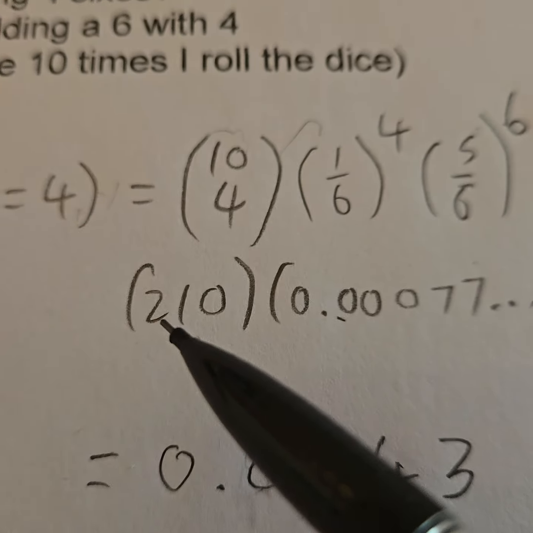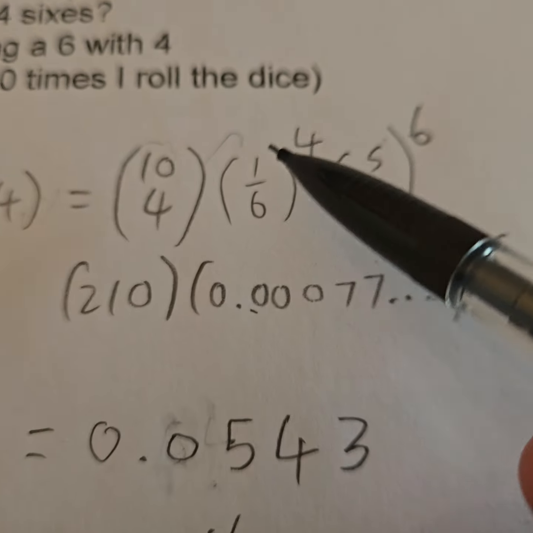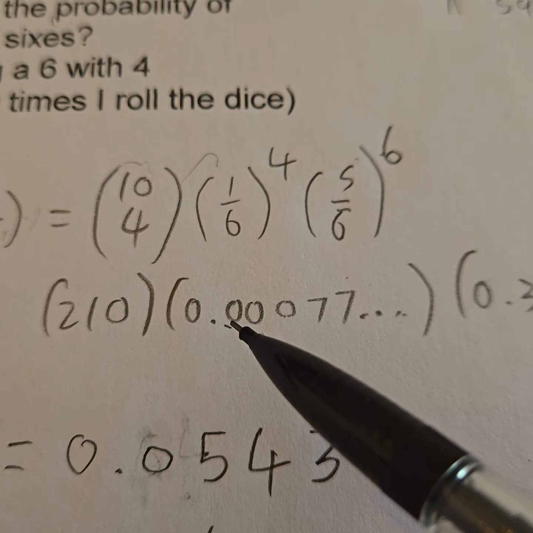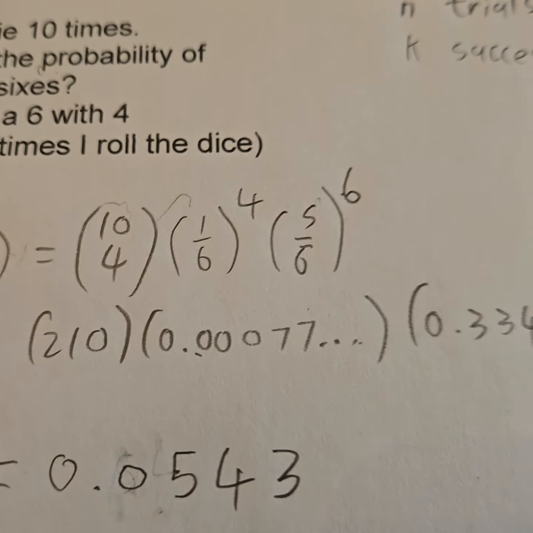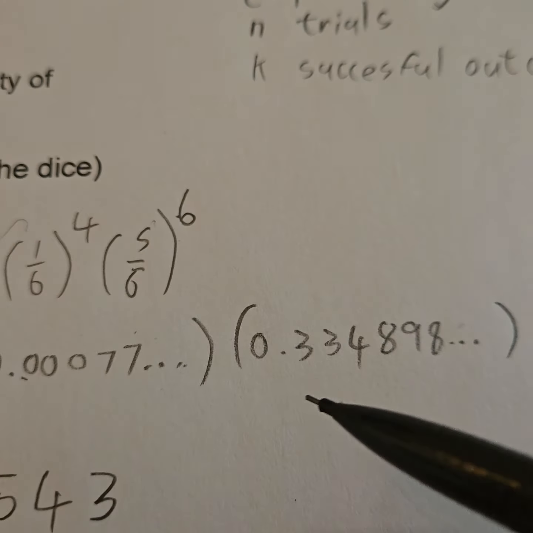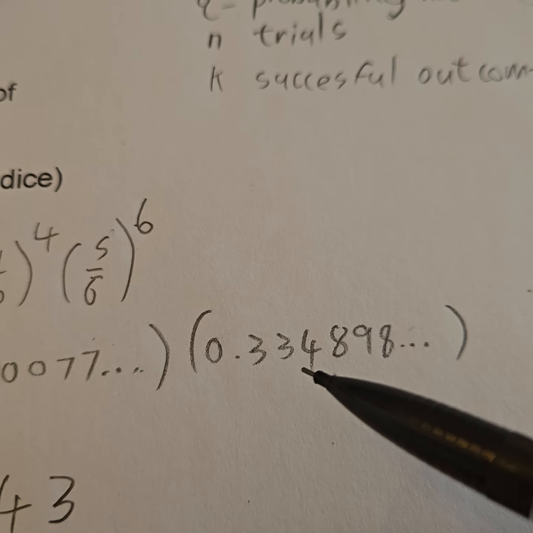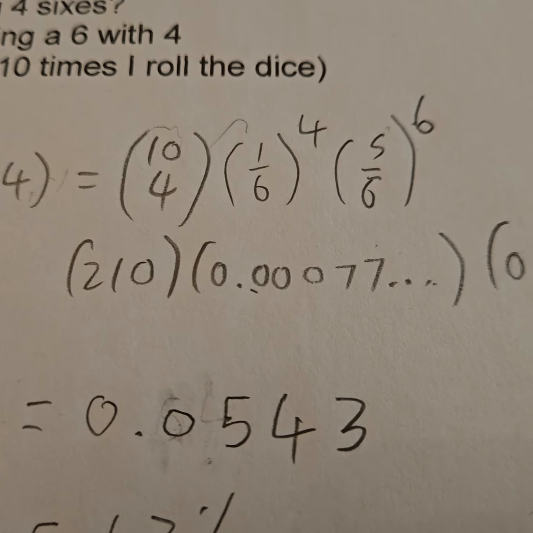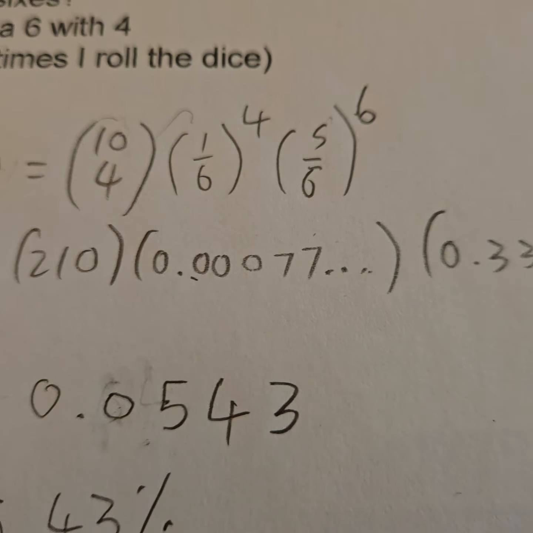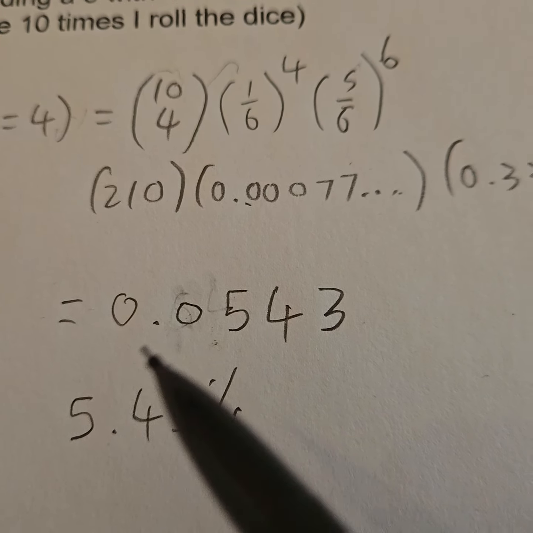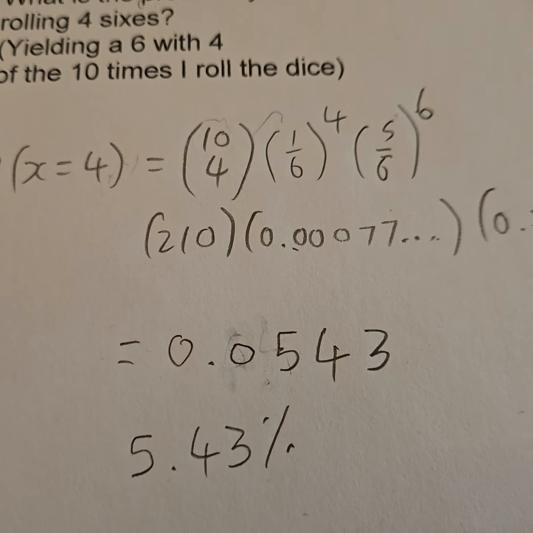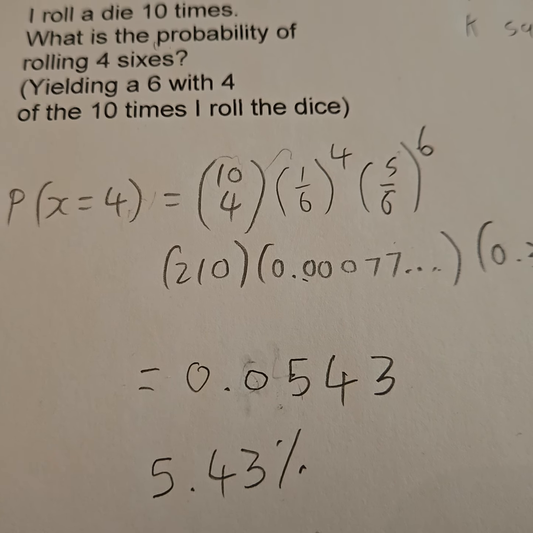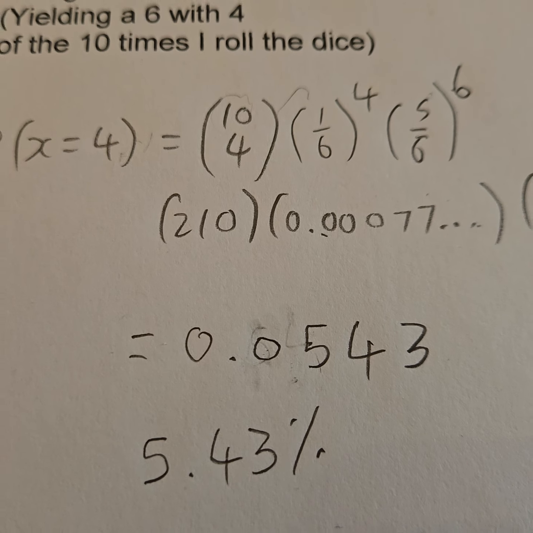So this 5/6 is to the power of 6, and 1/6 is to the power of 4. And 10 choose 4, if you use your calculator, is 210. 1/6 to the power of 4 is approximately 0.00077. The digits carry on. And 5/6 to the 6 starts off 0.3348, and then it continues. If I multiply it out, it's 0.0543, approximately to 4 decimal points. Or as a percentage, you multiply by 100. There's a 5.43% chance of rolling 4 6s from 10 throws.